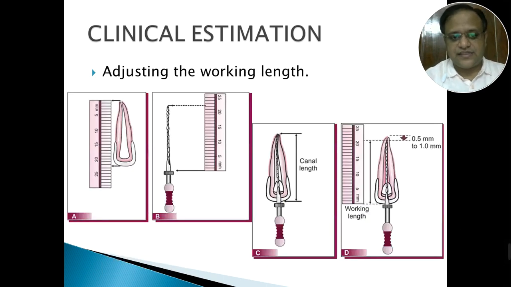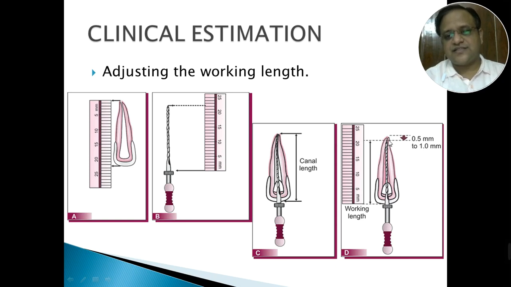Let's see with this example. The radiograph shows that the tooth is around 22-23 mm. We have placed the stopper on the file, with the estimated radiographic length at 22.5 mm. When we inserted the K file within the tooth, we could see that it was exactly matching the radiographic apex, and then we adjust the K file short of the apex.